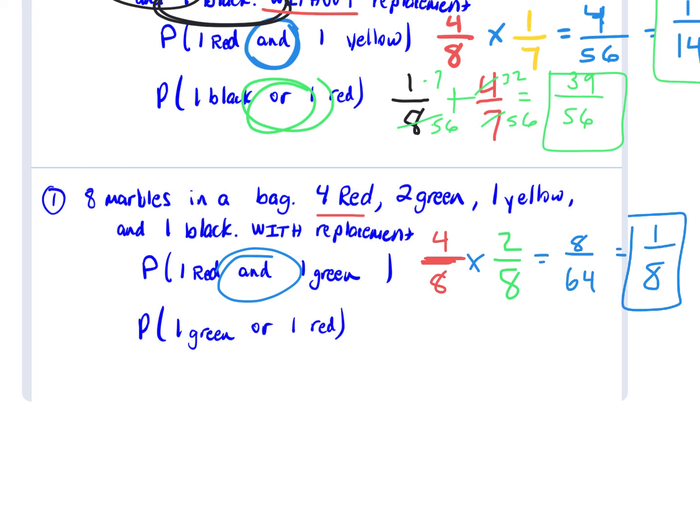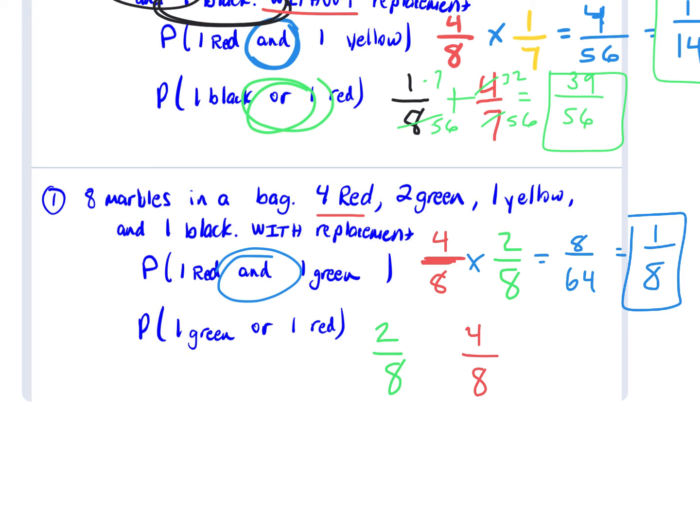All right, last one. What's the probability that we have 1 green or 1 red? So what's the probability that it is a green marble? What's our denominator? How many marbles total do we have? 8. What's our numerator going to be for a green marble? 2. And then what's the probability that we have a red one? We replaced it, so 4 over 8, perfect. So we still have 8 marbles in our bag.